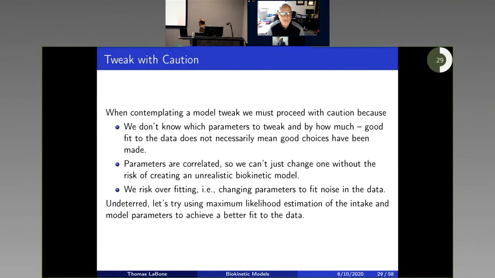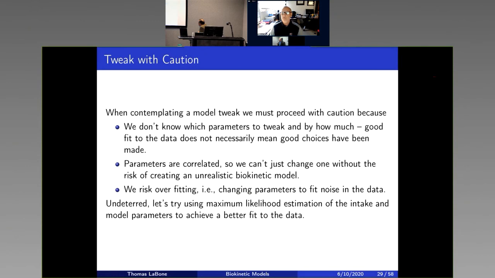So again, we've always been taught to do this with caution, because as a practitioner, I don't know which parameters to tweak and by how much. I can change all kinds of different parameters. And just because I get a good fit doesn't mean I've changed the right parameters in the right way. Especially if you try to do this manually. We've already discussed that parameters are correlated, so you just can't change one parameter and leave all the others the same, because you're going to end up with unrealistic biokinetic models because of this correlation between the parameters. And the other thing is, you always risk overfitting, where you keep changing parameters until you start fitting noise in the data and you're not just fitting the signal. And this is hard to do by hand.